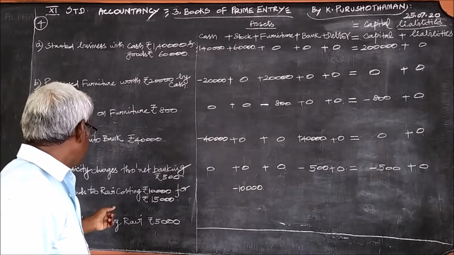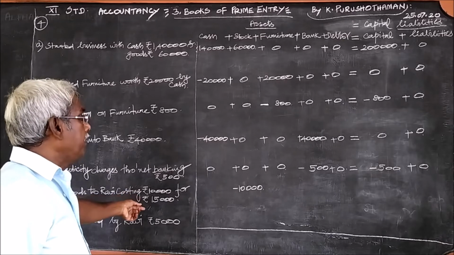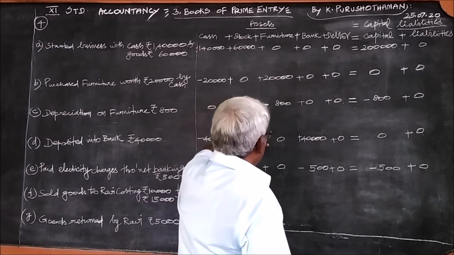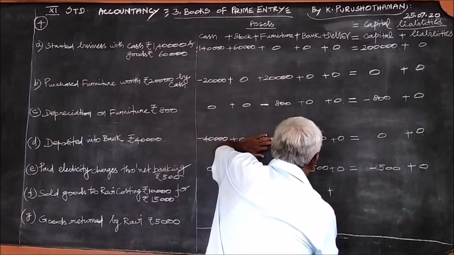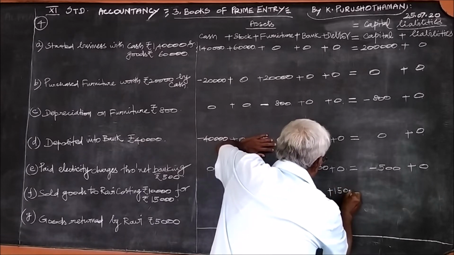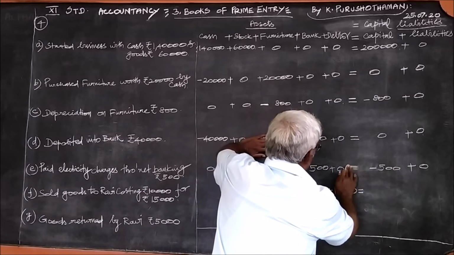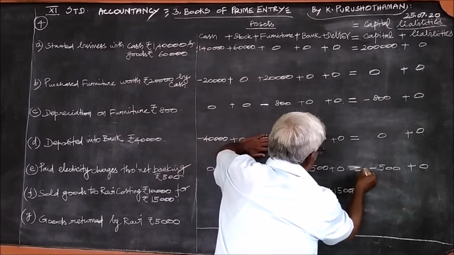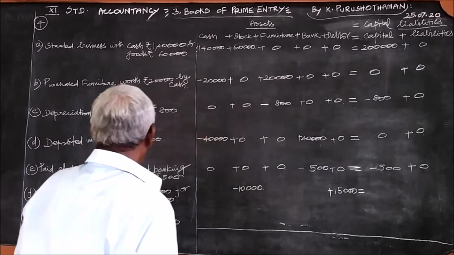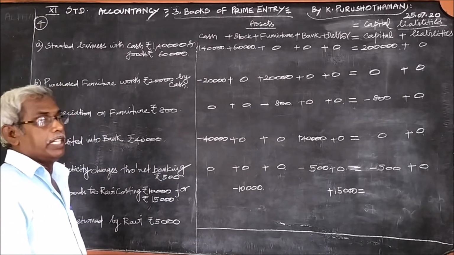For that, how much is received? Rupees 15,000 is received. The cash is not mentioned, so it is presumed that it is sold on credit. Therefore, it is sold for 15,000. You understand it? We sold to Ravi 10,000 valued goods for 15,000.